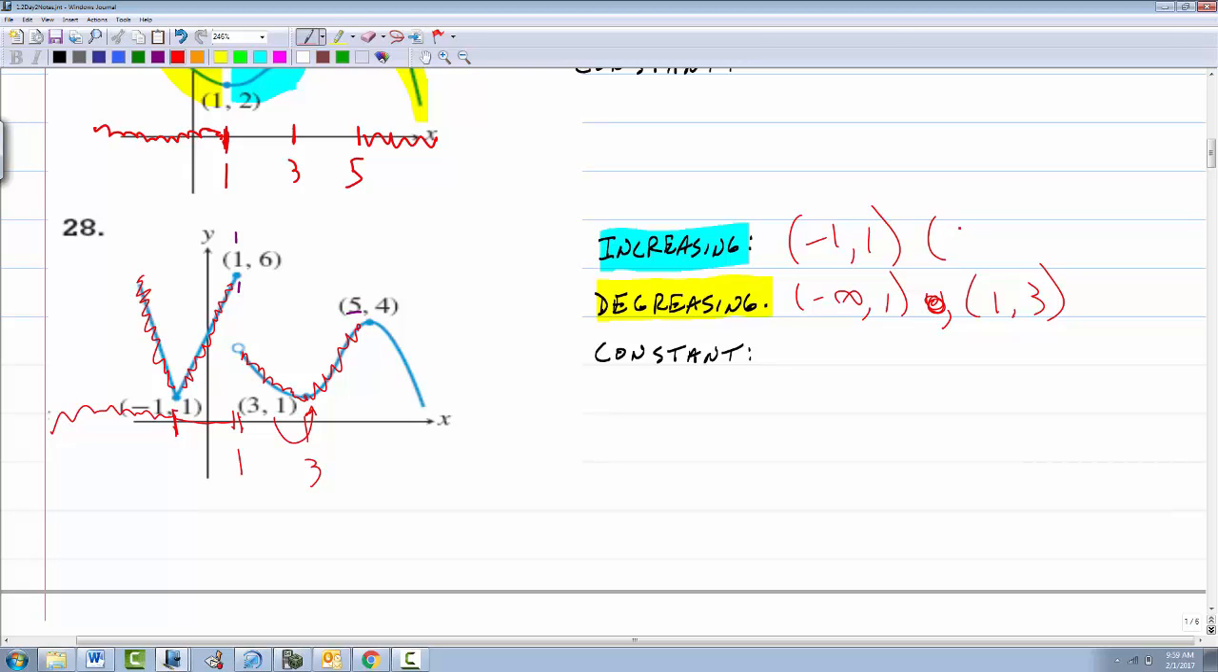Increasing. So that's from 3 to 5. And then what am I doing finally? Decreasing. So that's from 4 to infinity. The reason you just put parentheses is because I'm sorry, it's 5. Oh, I threw a y in there. Should be an x.